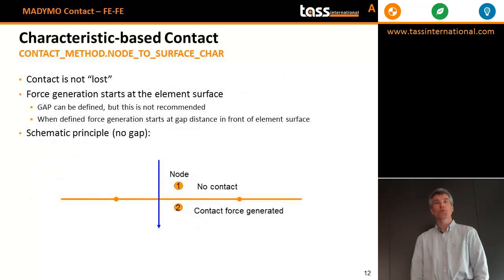Here you see a global overview of how the contact is working. This is the node 1 which is moving in the direction 2. In situation 1 there is no contact detected. At situation 2 it's passing the elements, and for that reason a contact force is generated. In principle this can move on to infinity. Very deep penetrations are possible, which is not the case for material-based contacts, as you will experience later on. But as already said, it's better not to use a gap because it makes your contact less robust.